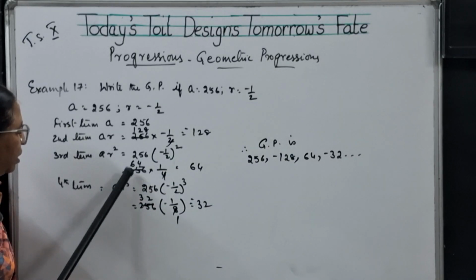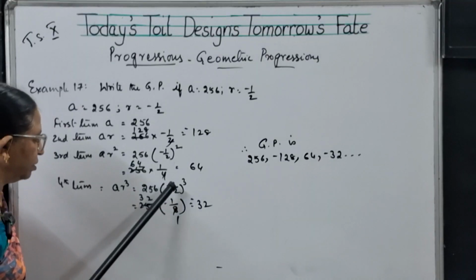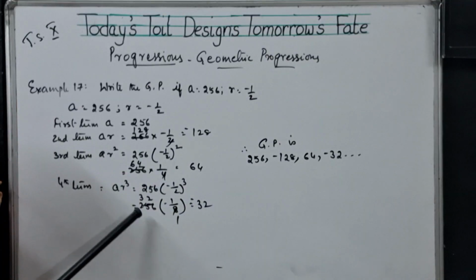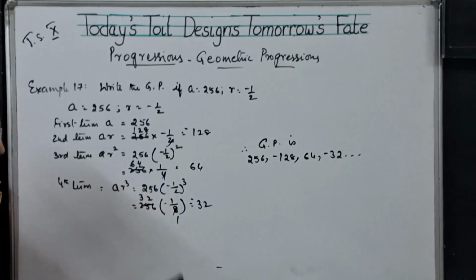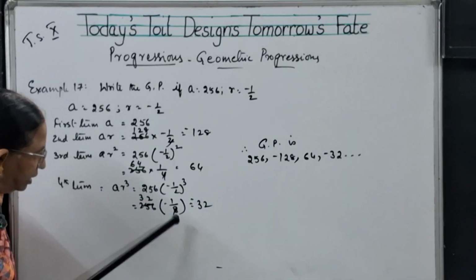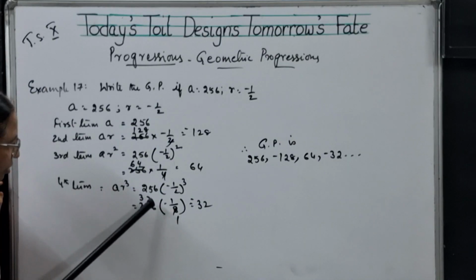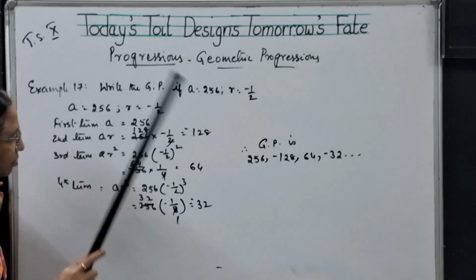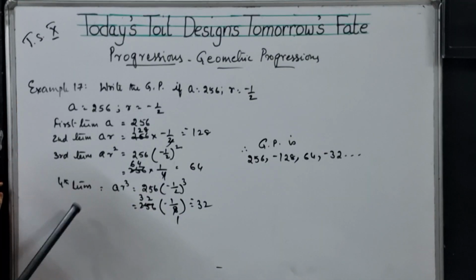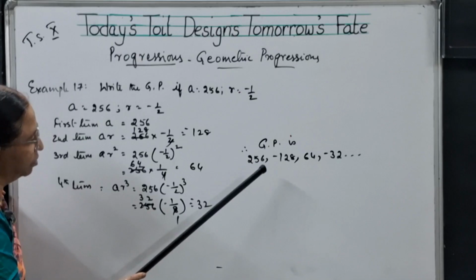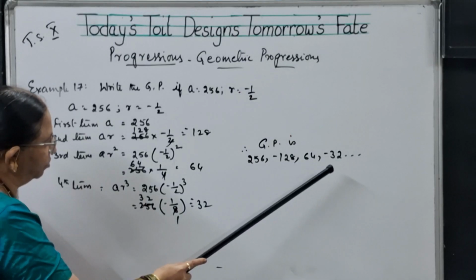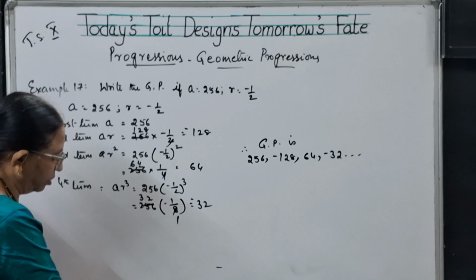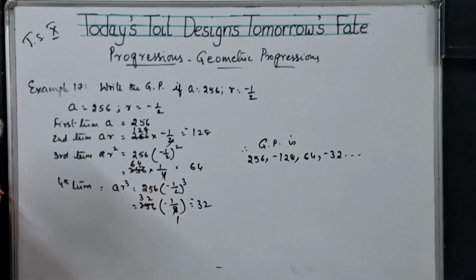Fourth term is AR cube. So 256 into minus 1 by 2 whole cube, that is 256 into minus 1 by 2, 3 times. If you multiply 2 twos are 4, 4 twos are 8. So 8 threes are 24, 8 twos are 16. So minus 32 we are getting. So it goes on like this. So what is the GP? 256, minus 128, 64, minus 32, so on. This is the solution for this problem, children. Please note it down.